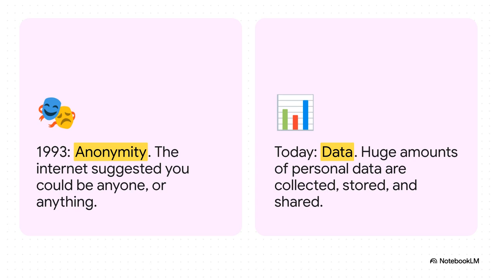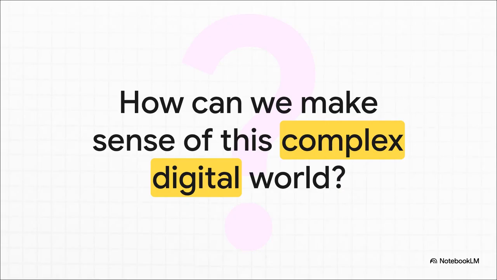That whole promise of anonymity, it's pretty much been replaced by the reality of data. I mean, now every single click, every search, every like, it all generates these huge amounts of personal information that's being collected and analyzed. So that anonymous playground, yeah, it's basically become a data goldmine. So that really brings us to the big question, doesn't it? With this massive shift from privacy to data, how in the world are we supposed to make sense of it all? How do we even begin to map this new digital territory we're all living in?